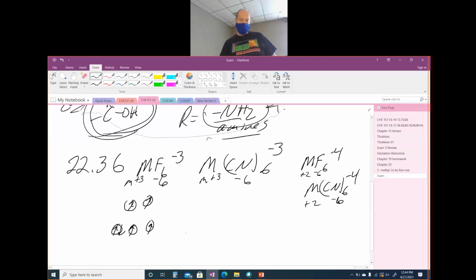All right, so for this, you should see that you have 1, 2, 3, 4, 5, 6. So this is a D6. And not only should you see that this is a D6, you should also see that this is, of course, an octahedral splitting pattern. And that doesn't eliminate any of these. These all have 6 coordination number. Every one of these is an octahedral complex.